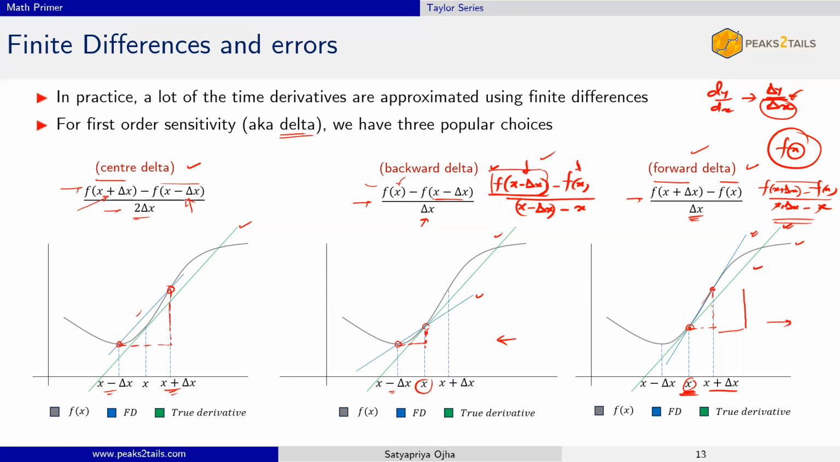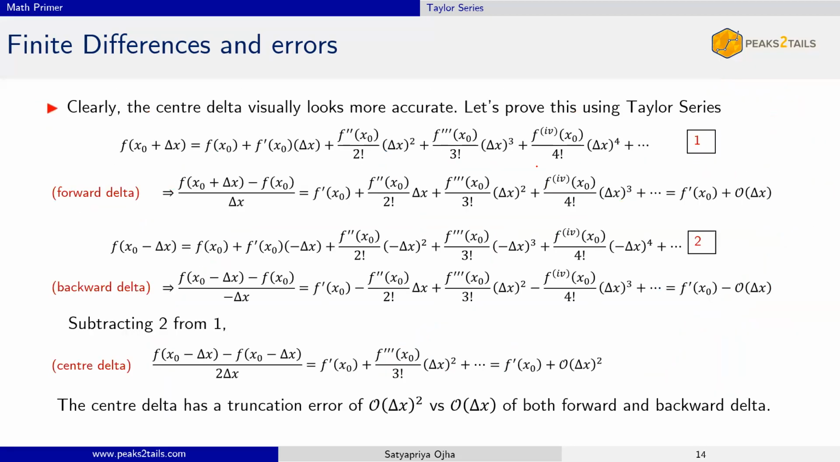Okay, now I want to quickly give you the proof using Taylor series. Why I brought up this topic is because you can explain why center delta is better compared to backward and forward delta using Taylor series. Let's go through the derivation. It's very easy. So remember, we can value a function at any x using our Taylor series expansion. Okay, this is k. Okay, f of k.